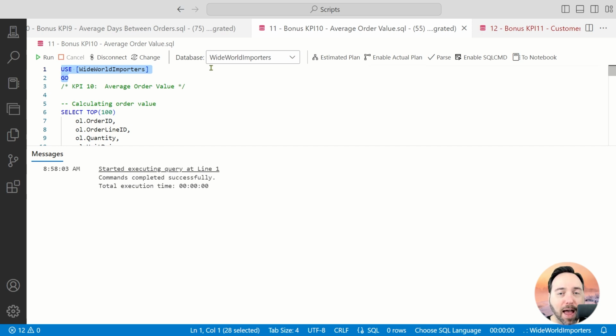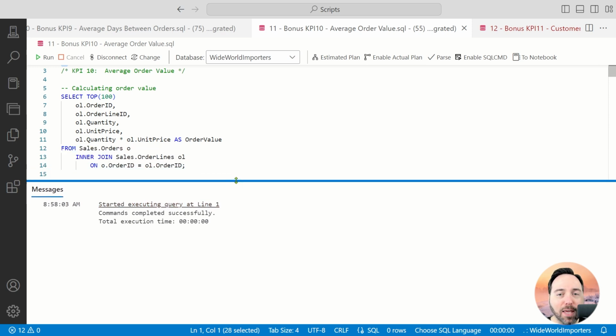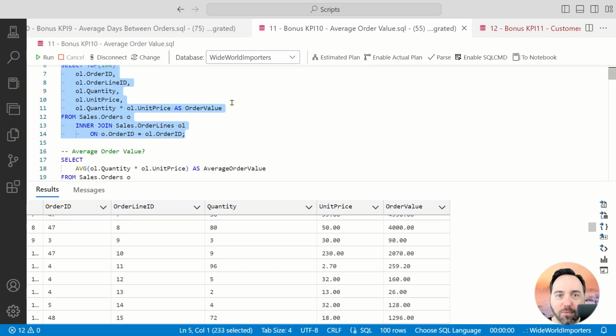The first part of average order value is to calculate the order value. We first start out with calculating the value of an order, which is revenue. We have the orders table and we can join to the order lines table. Then we multiply the order line quantity by its unit price and we get order value. So obviously the average order value is the average of these order values, right?